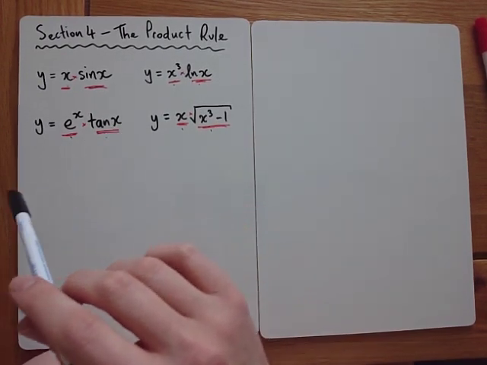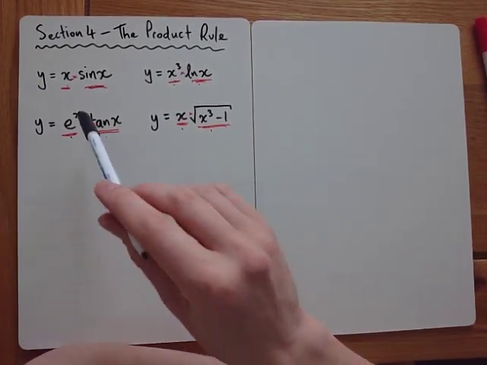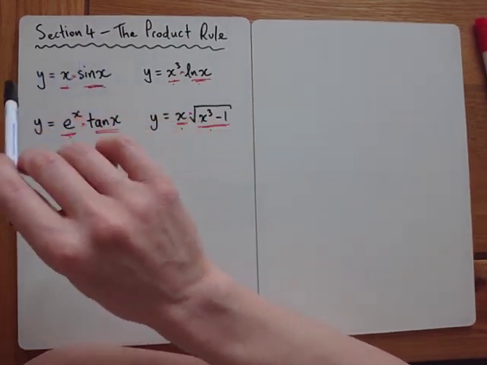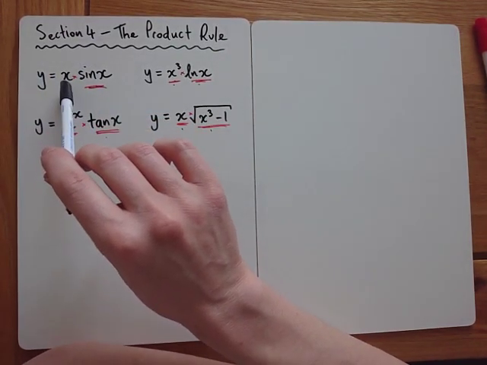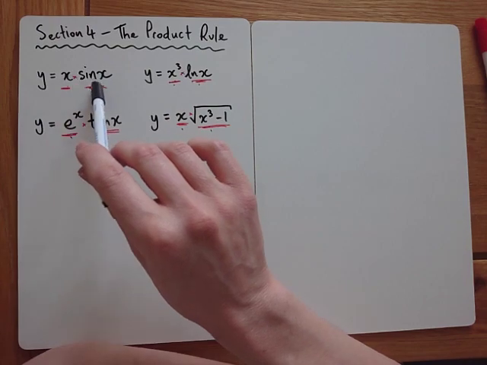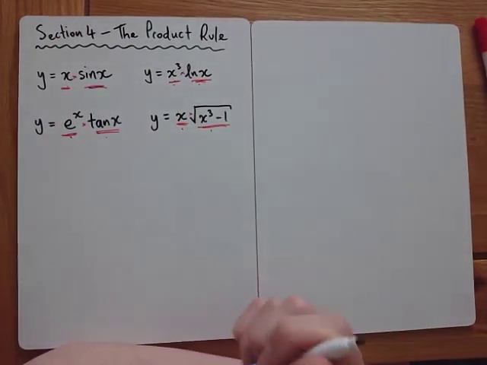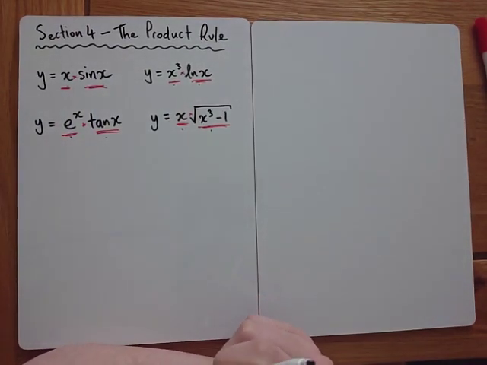A common mistake that people make when they first start this topic is, if you're just asked to differentiate this function, you just differentiate everything. So we say, well, x differentiates to 1, sine x differentiates to cos x. So you think the answer is cos x, but that is definitely not the correct answer.